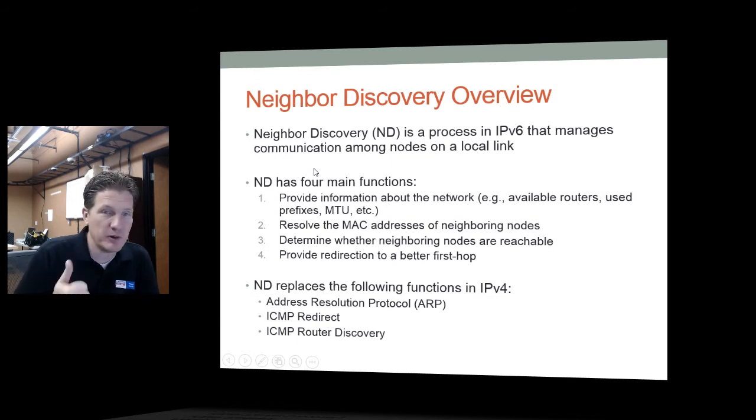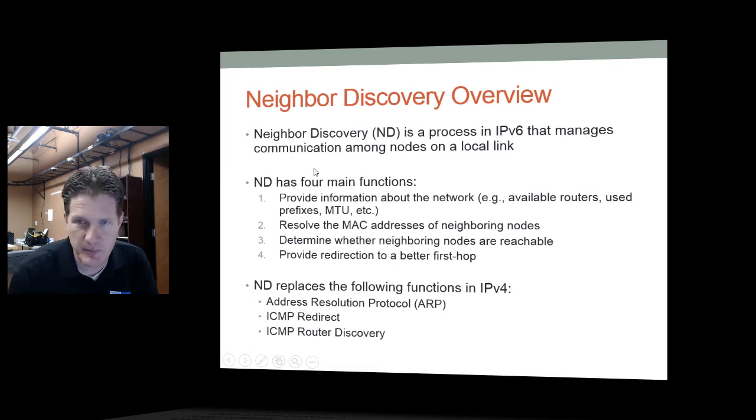Neighbor discovery replaces the need for ARP. It replaces the need for what is called ICMP redirect and ICMP router discovery. So those 3 protocols are now gone and no longer required when using IPv6.